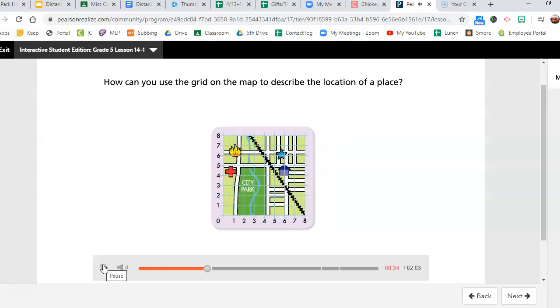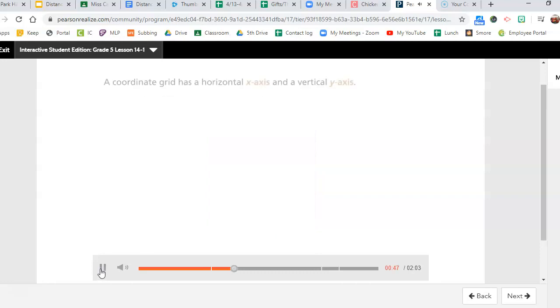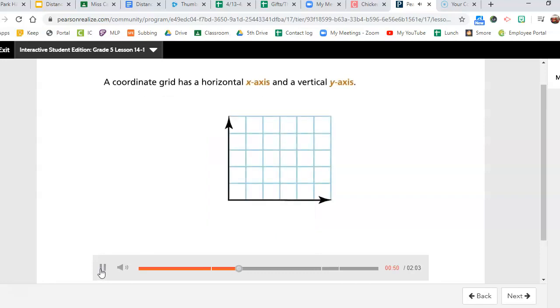Okay, so we're going to learn how we can use the grid on the map to describe the location of a place. You can use the numbers at the bottom and on the left side to name the location of a place you want to describe. So most of the time it's going to look like this, okay? The graphs that we're working with.